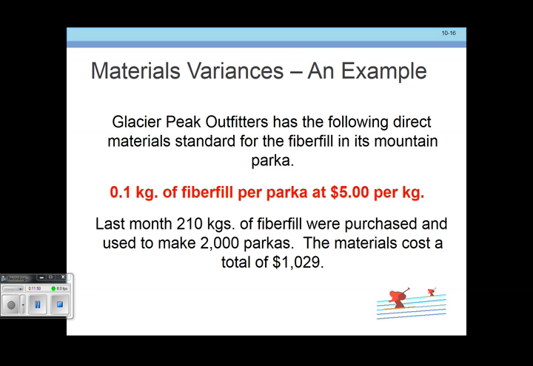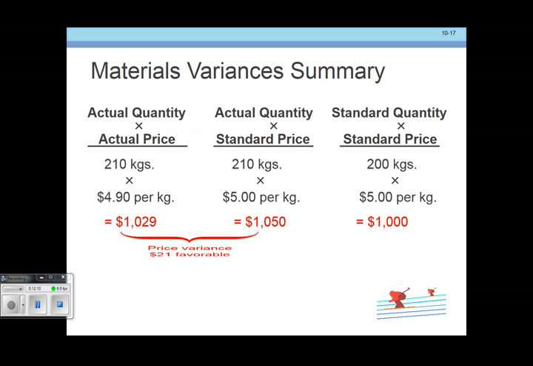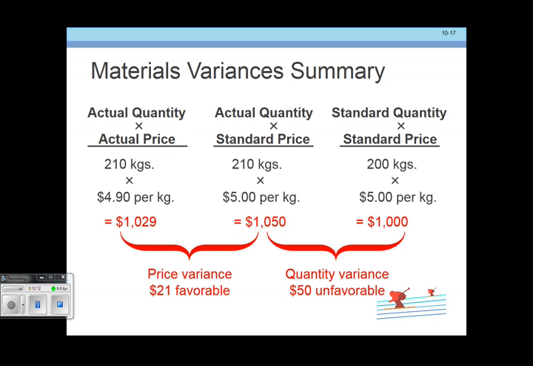And to do that, I need to come back here and say we made 2,000 parkas. Each one of them used 0.1 kilogram, and the cost should have been $5 per kilogram. So for my standard, I'm going to take that 0.1 times 2,000, and that'll give me 200, and multiply it times $5 per kilogram, and that's $1,000.